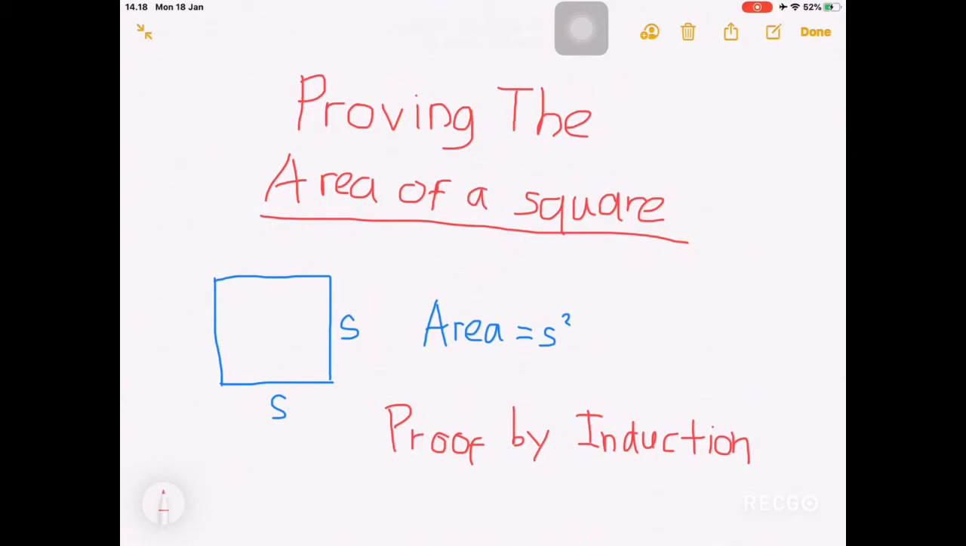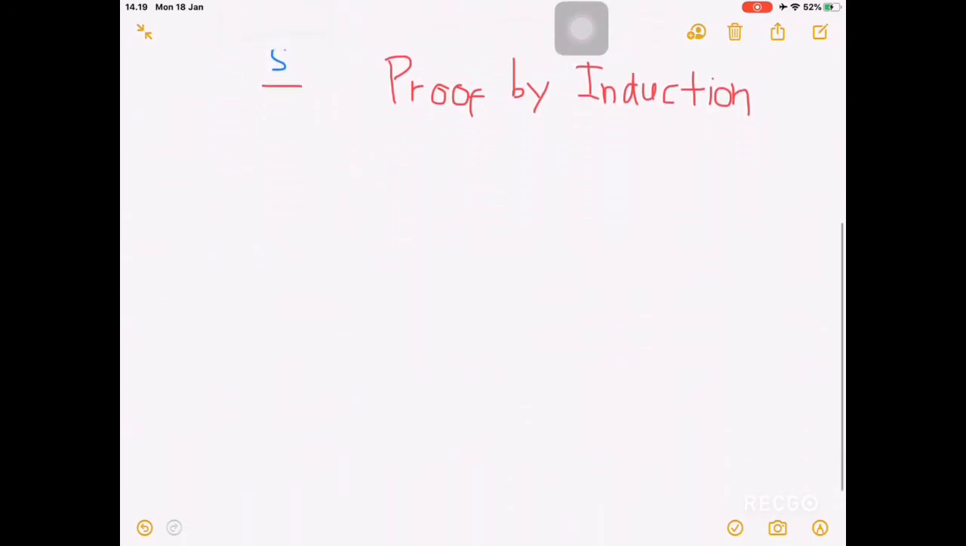It's pretty self-explanatory. If you have a square with side s, then the area will be s squared, which is the length of its side squared. So I'm going to use the proof by induction, and first you need to consider the claim that you want to prove. So I'll put the claim: the area of a square.